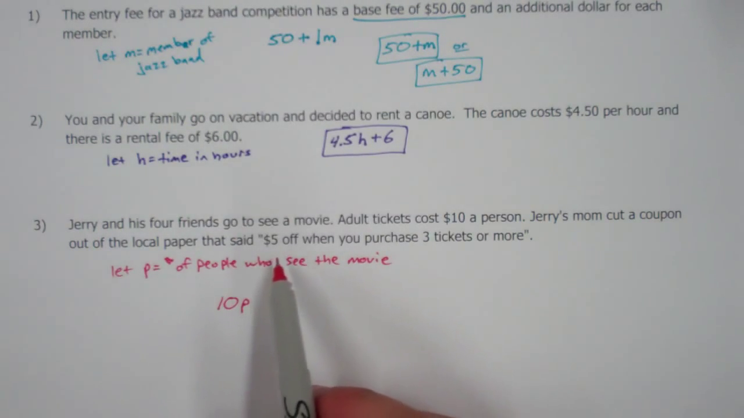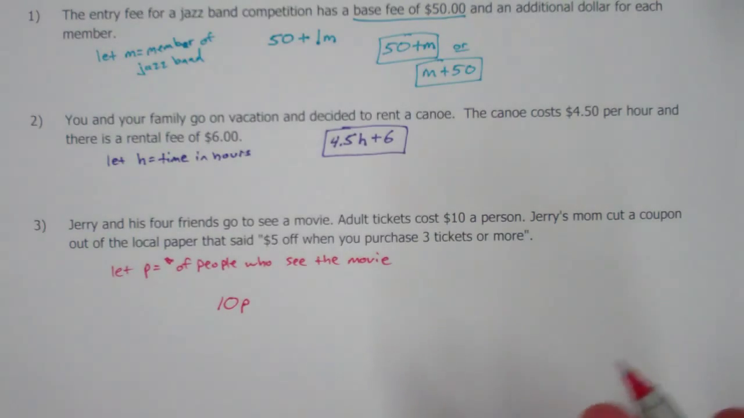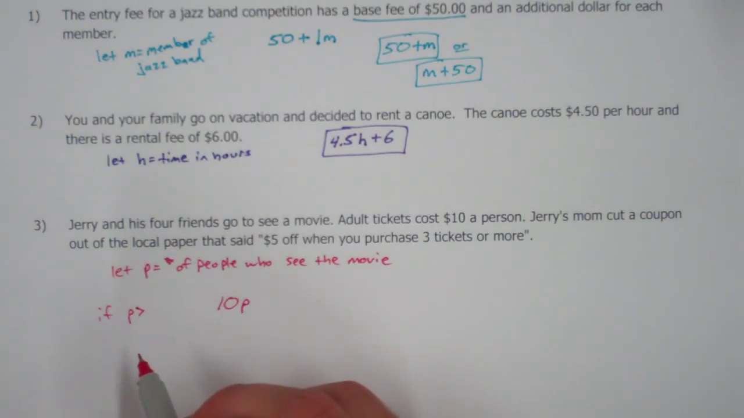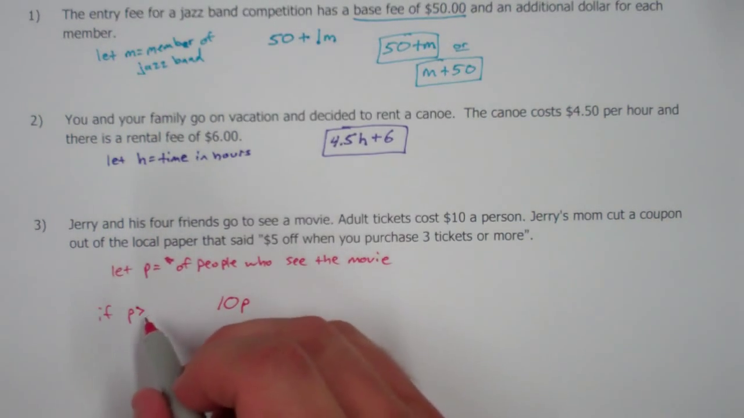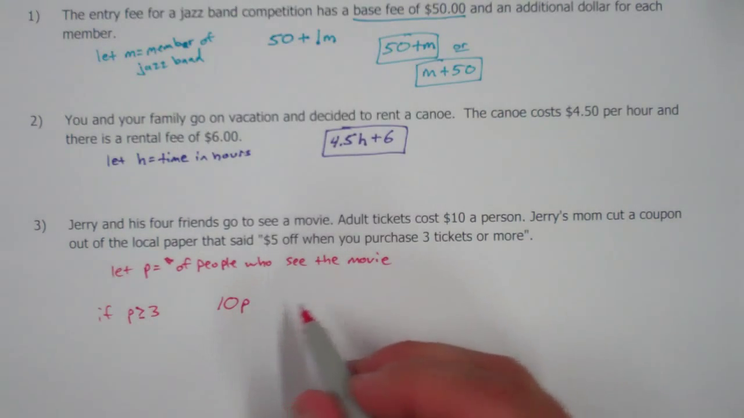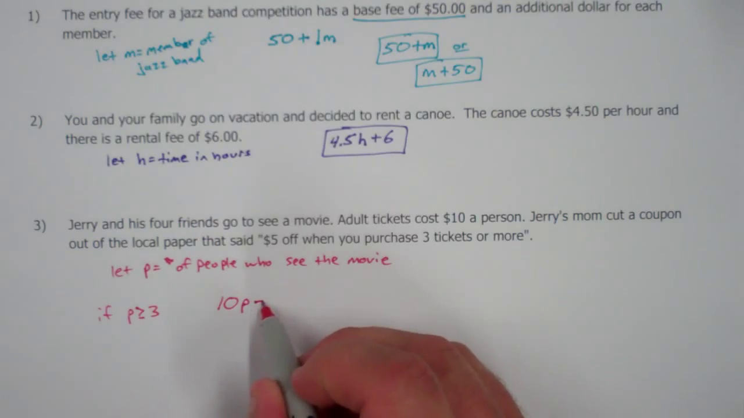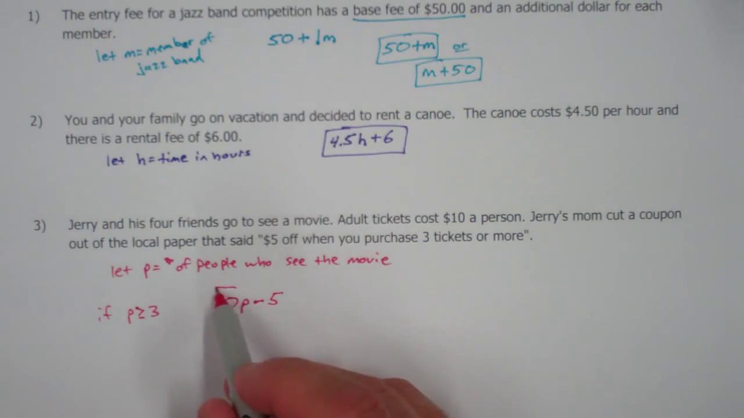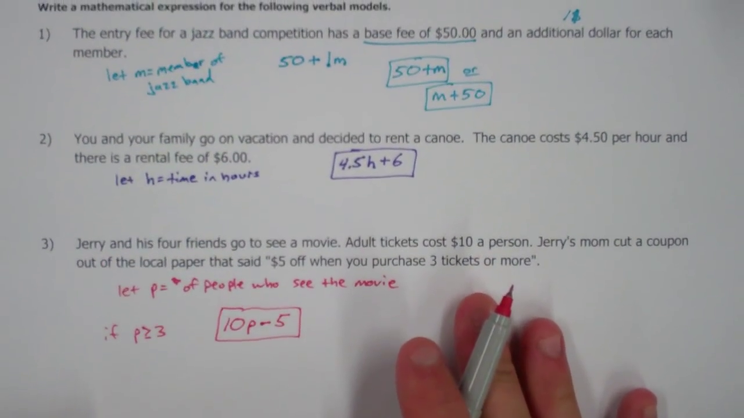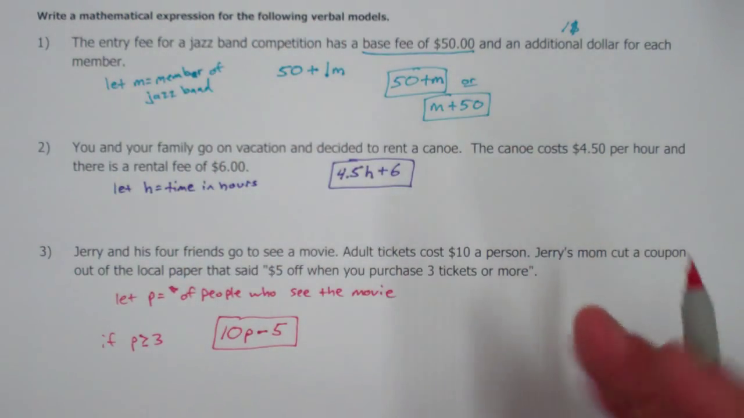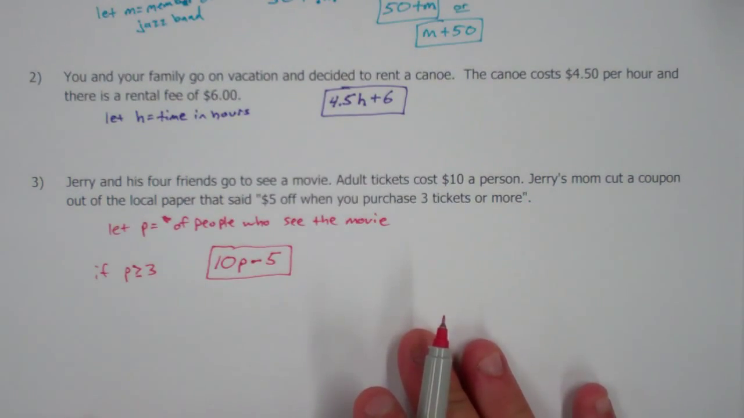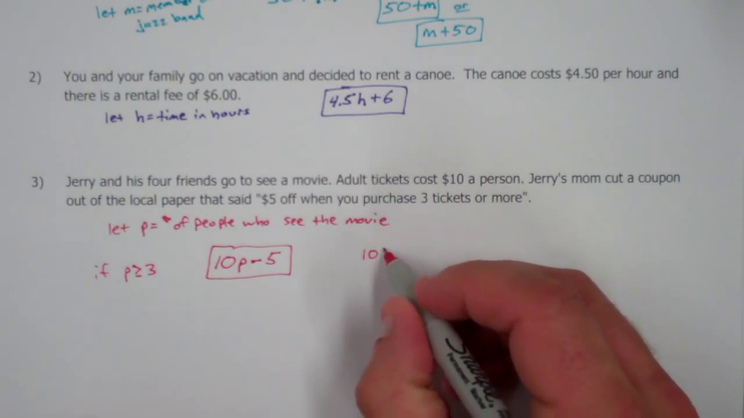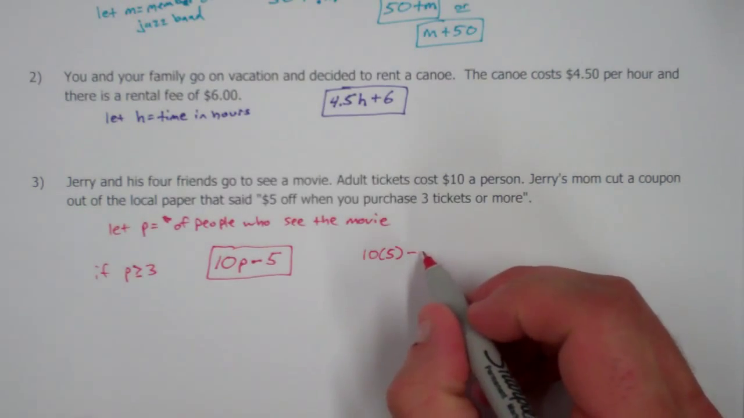Jerry's mom cut the coupon out of the paper that said $5 off. So this works if P is greater than or equal to 3 tickets, then we could use that discount. So the discount would be subtraction, and we're going to take away 5. This would be the solution, I suppose, because if you look back, we're asked to just write a mathematical expression. We're practicing that. In this case, it's pretty specific, though. So Jerry and his 4 friends would be 5. So if you wanted to carry this even further, you could do 10 times 5 minus 5.